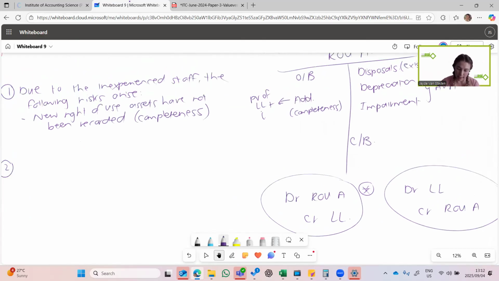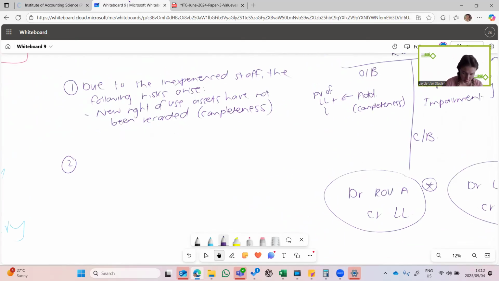Okay, similarly, if we look at the disposals, disposals of right of use assets have not been de-recognized.